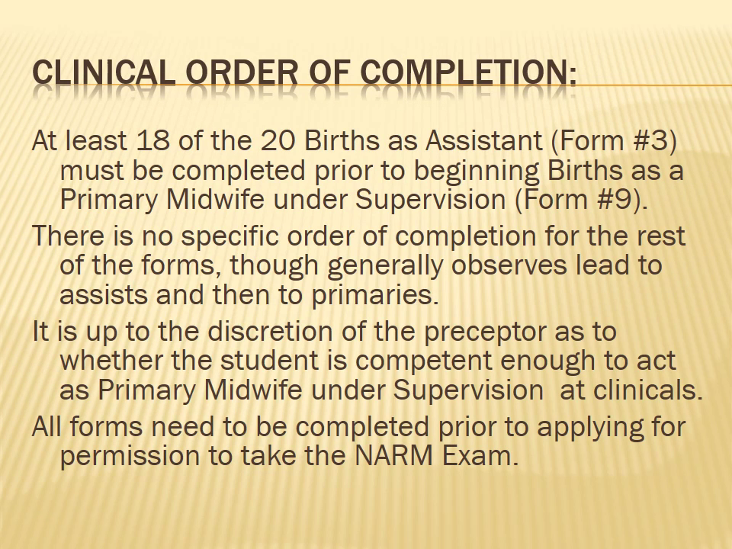Clinical order of completion. At least 18 of the 20 births as assistant on form number 3 must be completed prior to beginning births as primary midwife under supervision, which is form number 9. There is no specific order of completion for the rest of the forms, though generally observes lead to assists and then to primaries. It is up to the discretion of the preceptor as to whether the student is competent enough to act as primary midwife under supervision at clinicals. All forms need to be completed prior to applying for permission to take the NARM exam or other certifying or licensing midwifery exams.